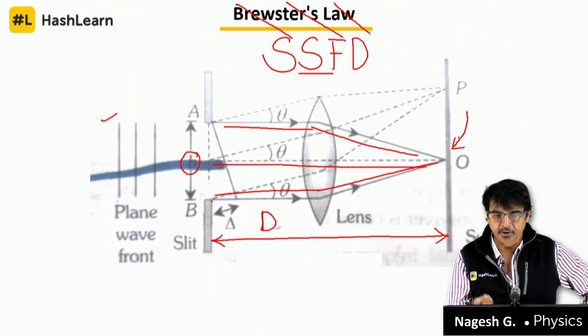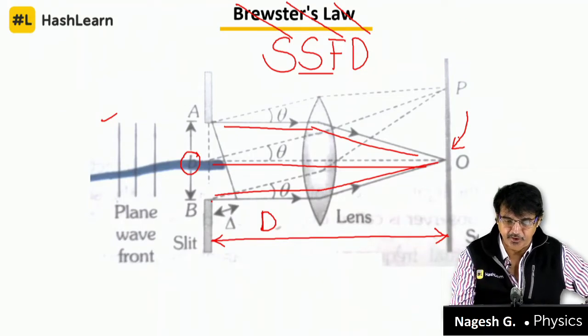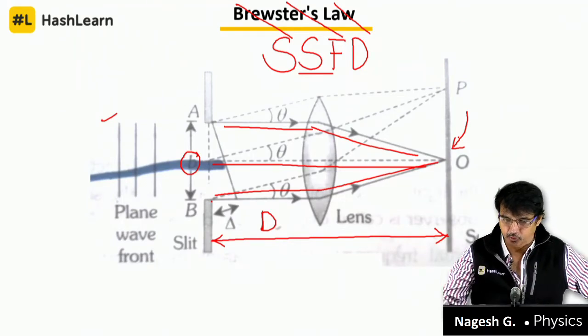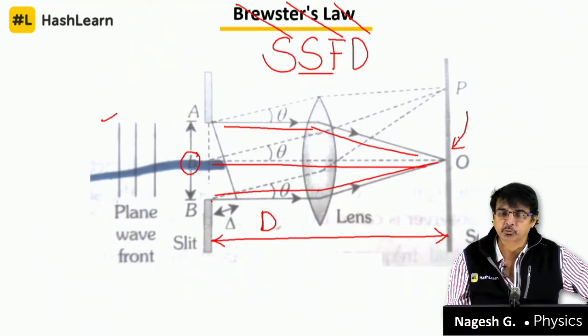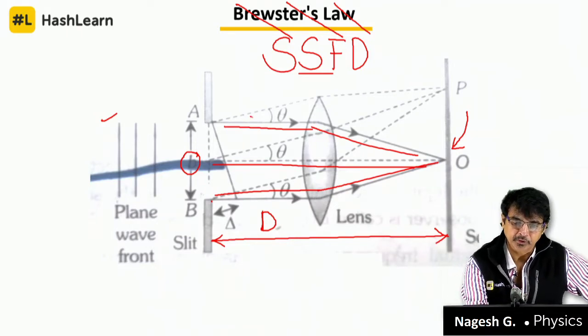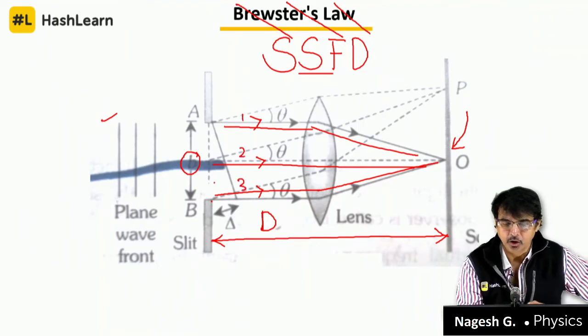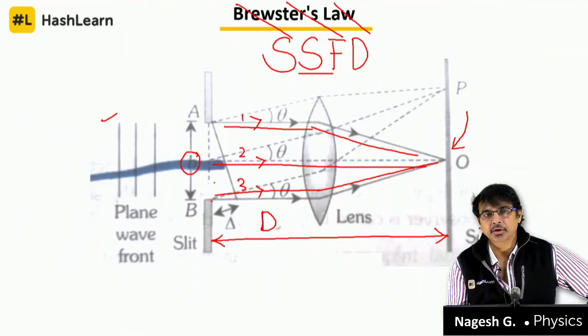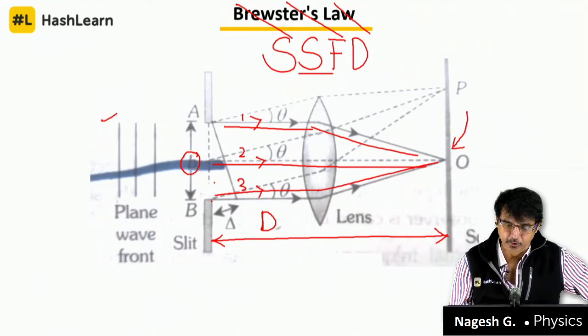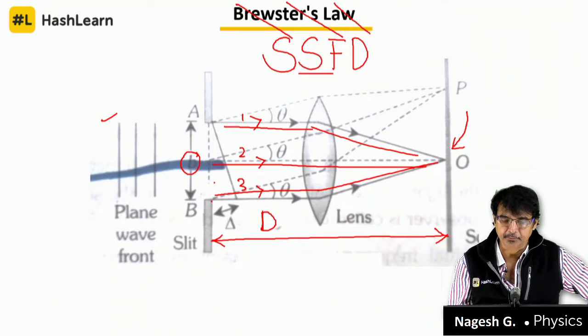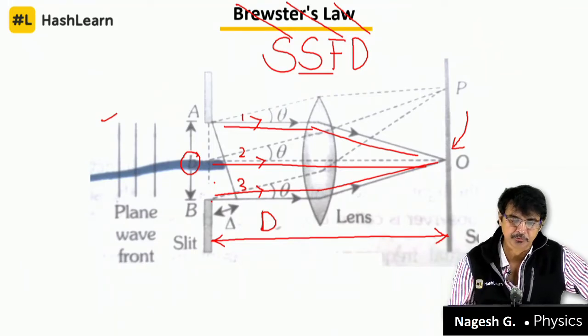Path difference, in layman language: one boy is running fast, the other boy is relatively slow. Whatever the road gap, whatever the length gap between the two boys, it is defined as path difference. So 1, 2, 3 all met at point O with equal path lengths, making the path difference equal to 0. So you will observe a bright band at the point O, that is called the central bright.